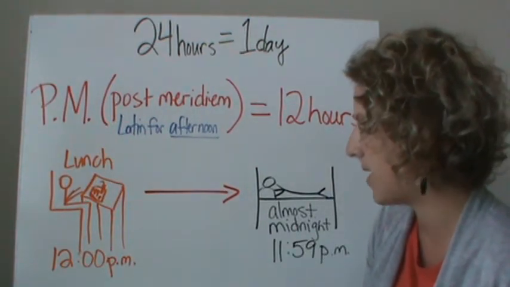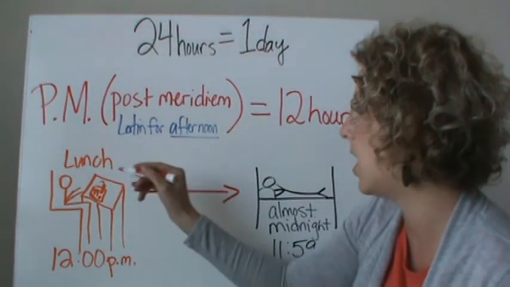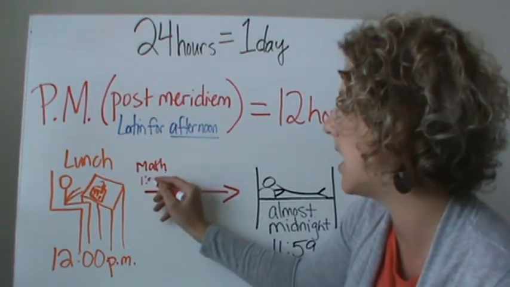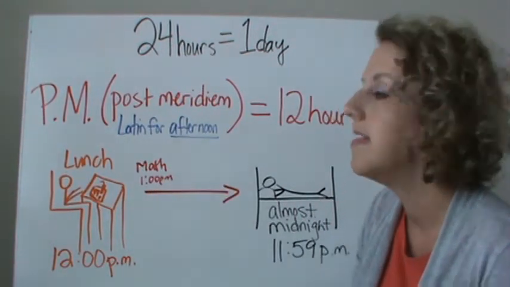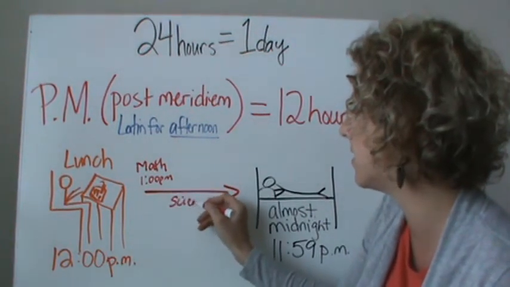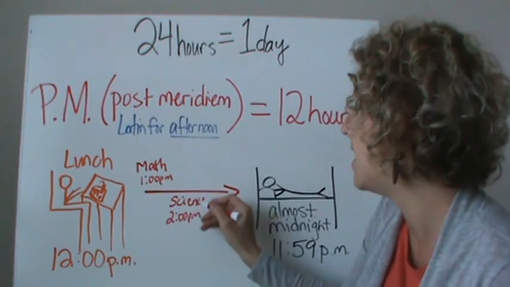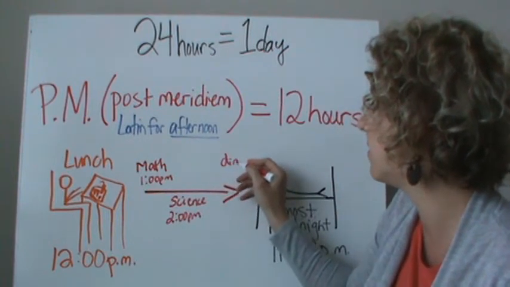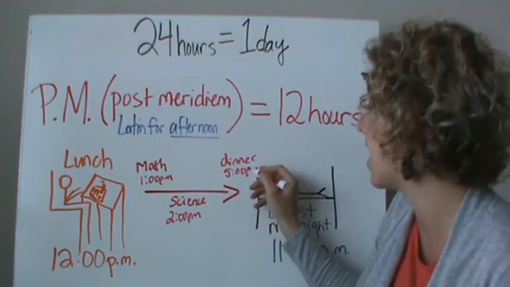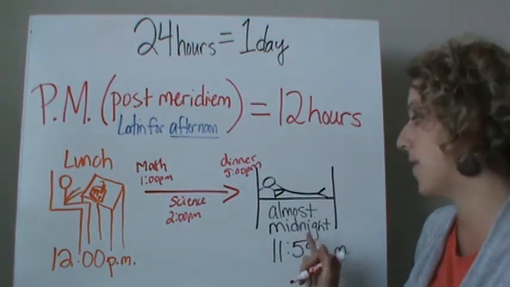So let's see, we have lunch, then we might have math, say 1 o'clock PM. Then we might have science and social studies at 2 o'clock PM. Then you're going to have dinner around 5 or 6 or 7 o'clock PM. Hopefully you're going to then go to bed before midnight.